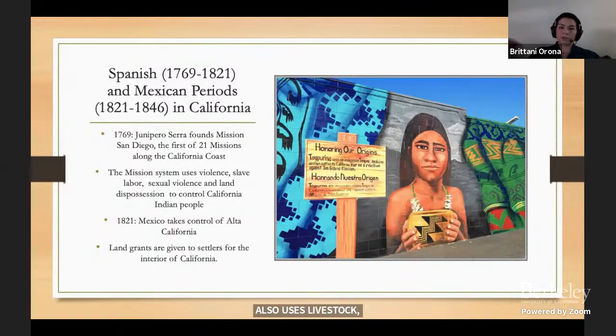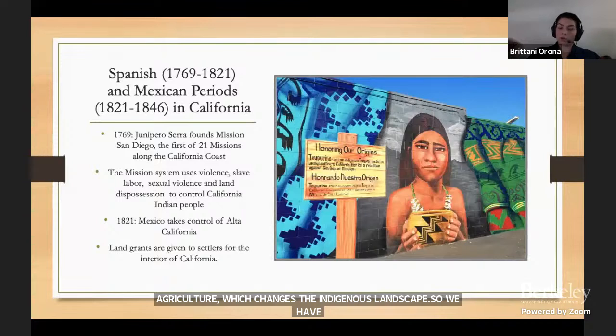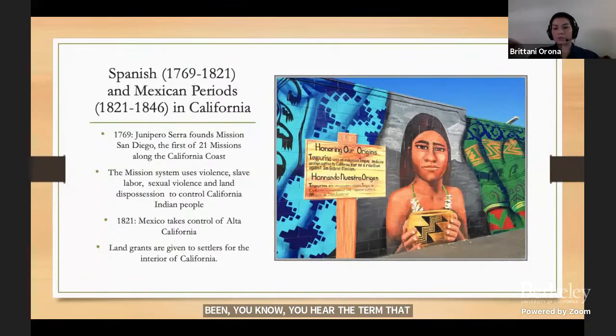You hear the term that California Indian people have been here since time immemorial, and that's true. We all have creation stories from where we're from, and we know this land better than anybody else, I would argue. So these really strong connections between violence and land dispossession have to be made when we're talking about California Indian colonization. Then in 1821, Mexico takes control of Alta California once they gain their independence from Spain.